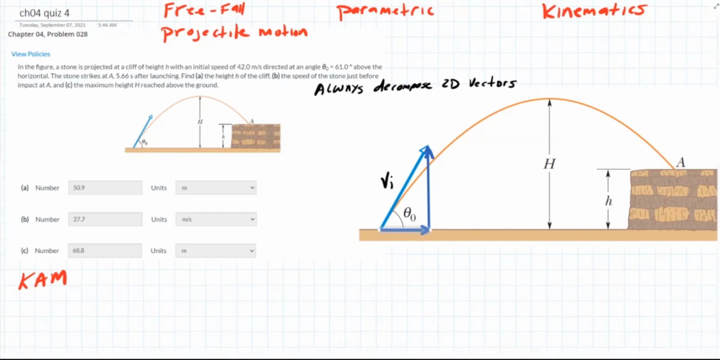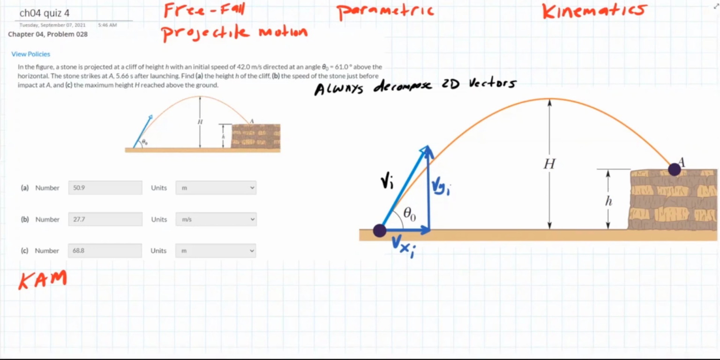So this would be my initial x velocity, Vxi. This would be my initial y velocity, Vyi. That's my initial velocity. Now let's see here, still labeling some things. Let's find the height of the cliff. Find little h. So my object starts out here and lands here. So the question is, what's the height of the cliff, knowing what we know about this?